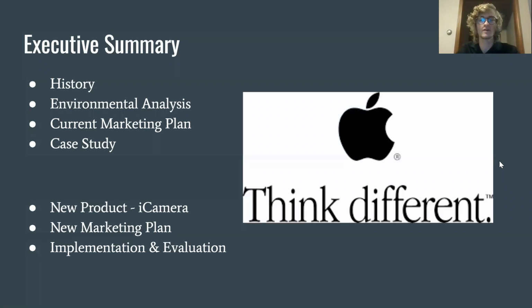So an overview of this presentation of Apple will include the history, environmental analysis, current marketing plan, and case study. These things are important to evaluate because they determine the goals, expectations, target market, and features of a new product, and our new product is the iCamera. We'll be going over what the iCamera is, its new marketing plan, its implementation, and evaluation.